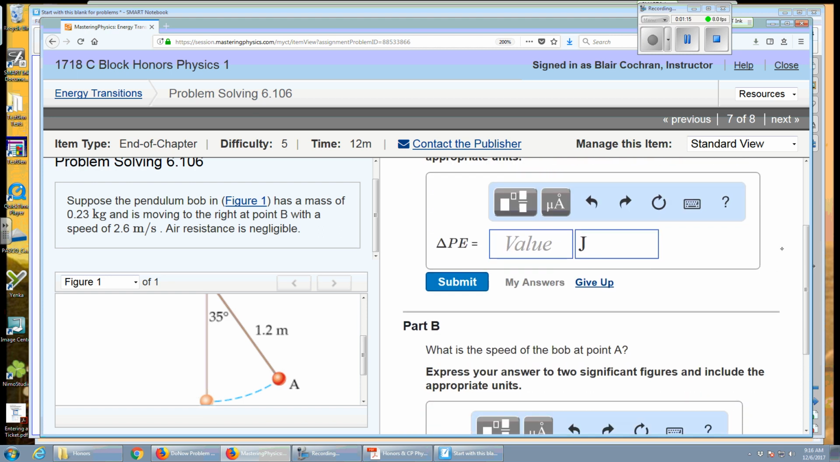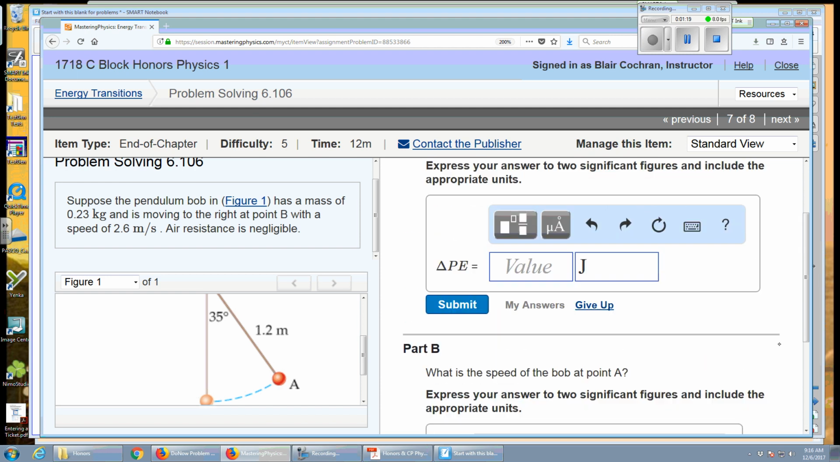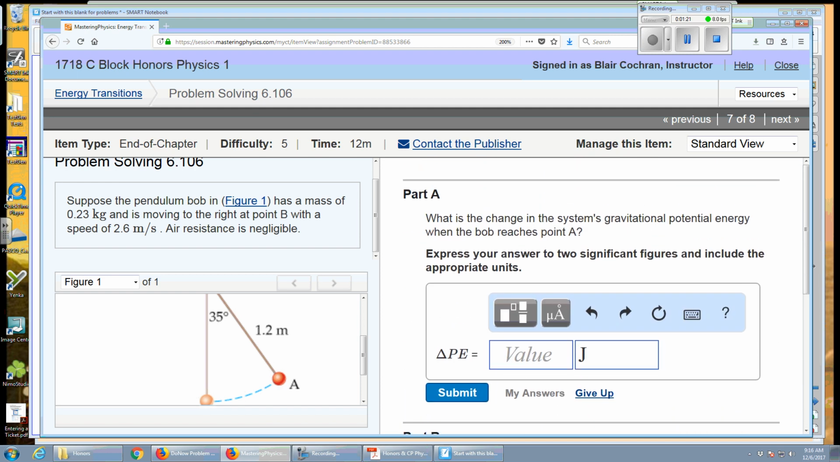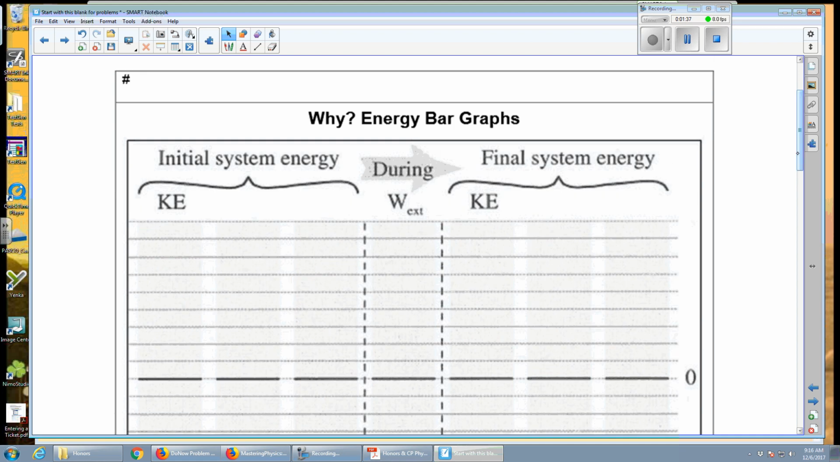And then also, what is the speed of the bob at point A? So A must not be the top of the swing. It must be on the way to the top, or on the way back down, right? Good. So that's what's different about this one than the one we did yesterday. Yesterday we went from the bottom to the top. Now we're going from the bottom to someplace. So this is number 7.